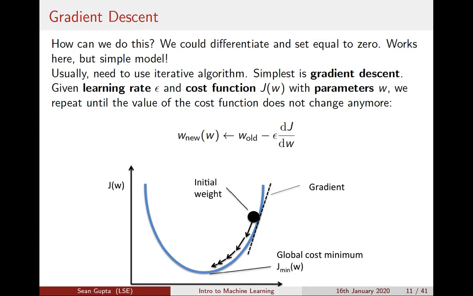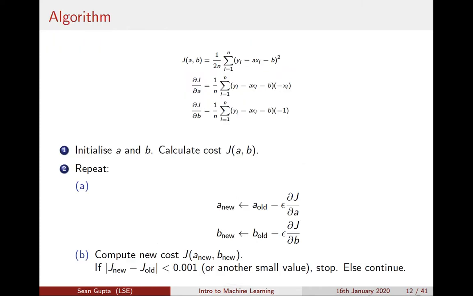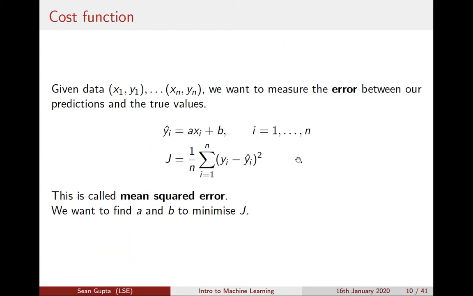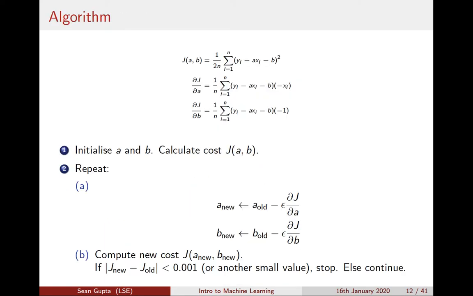So let's put this into more concrete terms. We had our cost function from before. We can plug in this expression for y hat, and we can take the derivative with respect to a and with respect to b. This is the cost function. The derivative, or more specifically the partial derivative, is going to be this expression using the chain rule. And the derivative with respect to b is going to be very similar, once again using the chain rule.